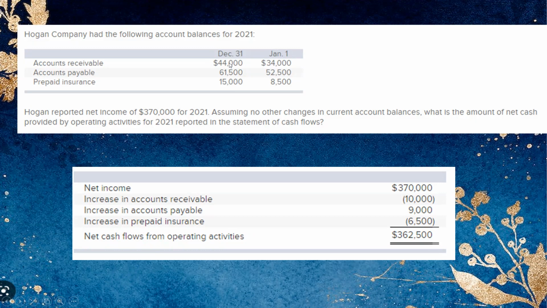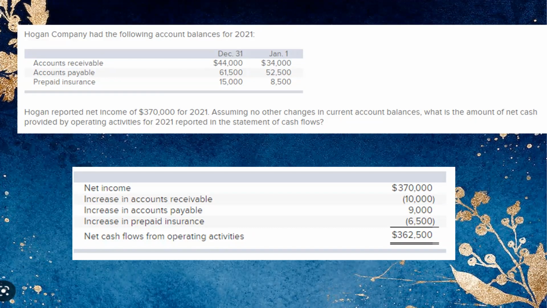So let's think about this. If accounts receivable increased by $10,000, that means some of the sales that we made, we didn't get cash for yet. It's still great. We made those sales. But when we're talking about the statement of cash flows, we care about what cash we brought in. So that was $10,000 less in cash that we brought in. So we're going to subtract that from the net income of $370,000.